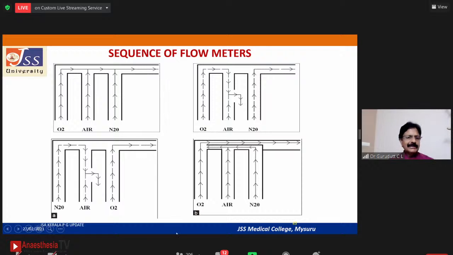To prevent that, in modern workstations the oxygen flow meter is downstream of all other gases like nitrous oxide and air. So even if there is a break in the nitrous oxide flow meter, the nitrous oxide will flow out and oxygen will go to the patient. The patient may have lighter planes of anesthesia, but will not get a hypoxic mixture. This is also a common exam question. But one thing again: if the oxygen flow meter itself is broken, then definitely a hypoxic mixture can be delivered to the patient.